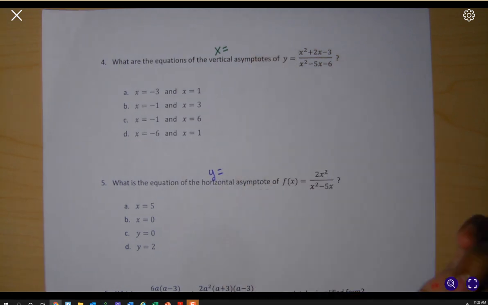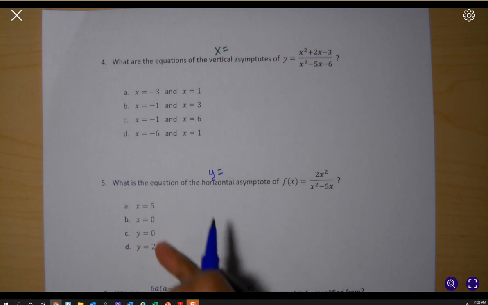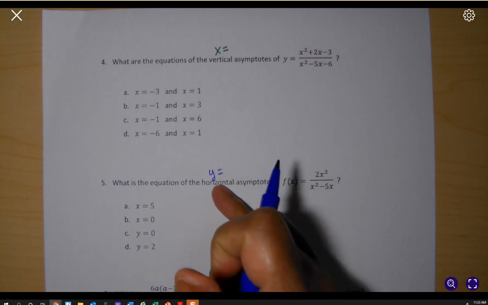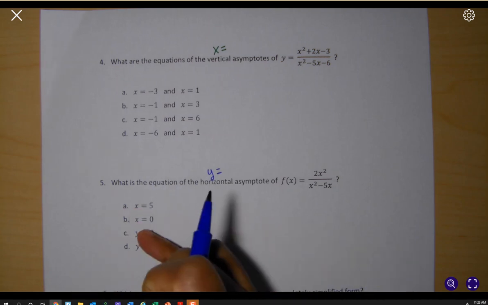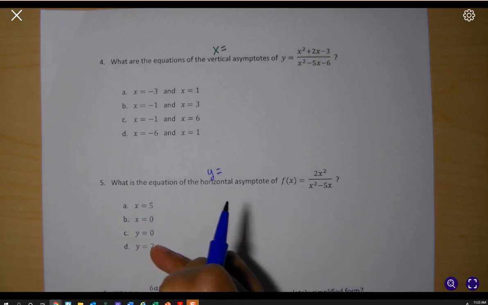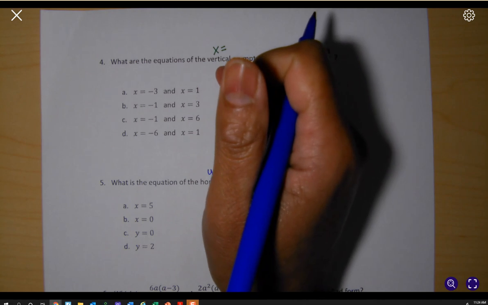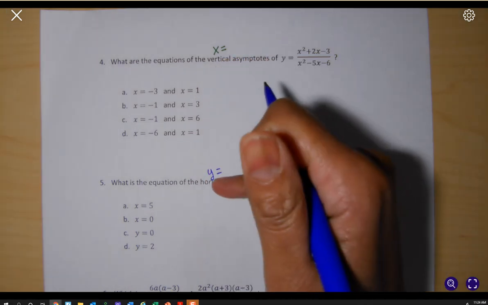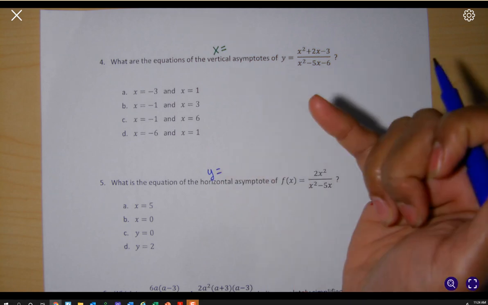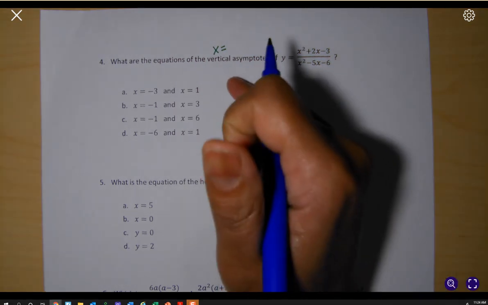That's something you have to remember. Because if you notice in the answer choice here, if it's asking you for horizontal, but it's giving you x equals, so you know it cannot be A or B, it has to be only C or D. And also with vertical asymptotes, you can have more than one vertical asymptote, but with a horizontal asymptote, you can only have one asymptote. Okay? All right, let's do problem number 4.